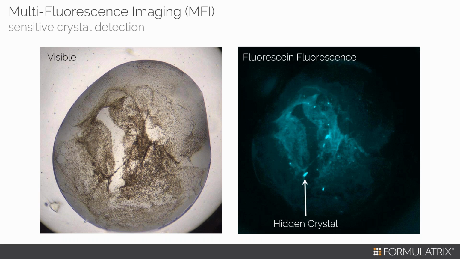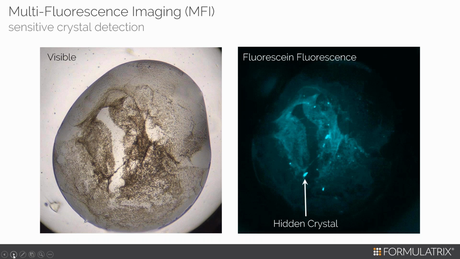As you can see in this particular example, under visible light, there are crystals hidden under the precipitate, but you do not see them. But because the protein was labeled, when you image the same drop with a fluorescein fluorescence light path, you can easily identify those tiny crystals.